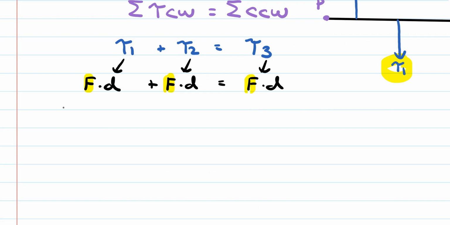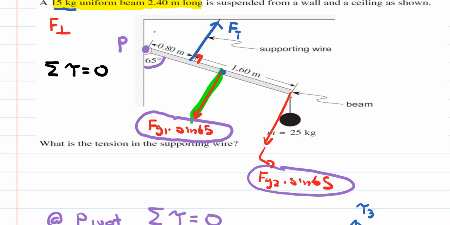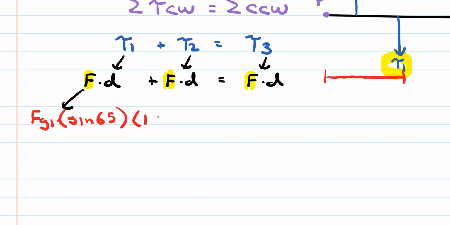So this force right here, as mentioned, is going to be Fg1 times sine of 65 degrees. And we're going to ask ourselves, what is this distance from the pivot point? If I go back to my original diagram, the question is, what is this distance here? Well, the entire beam is 2.4 meters long, and the center of gravity is halfway to the pivot point, so half of 2.4 is going to be 1.2. So our first torque is going to be 1.2 meters away from the pivot, plus our second torque.